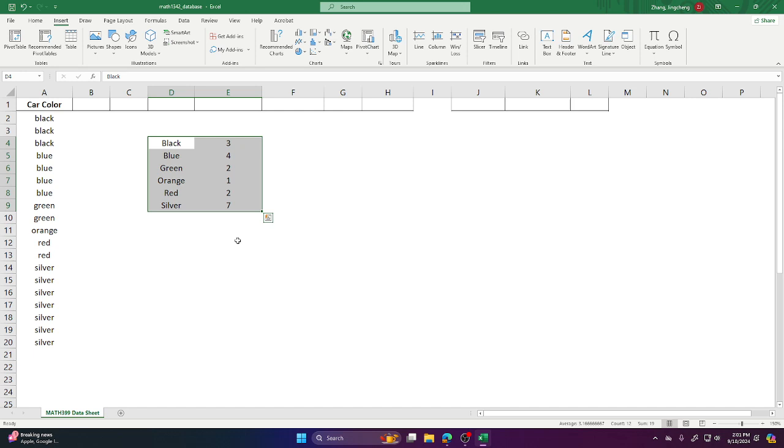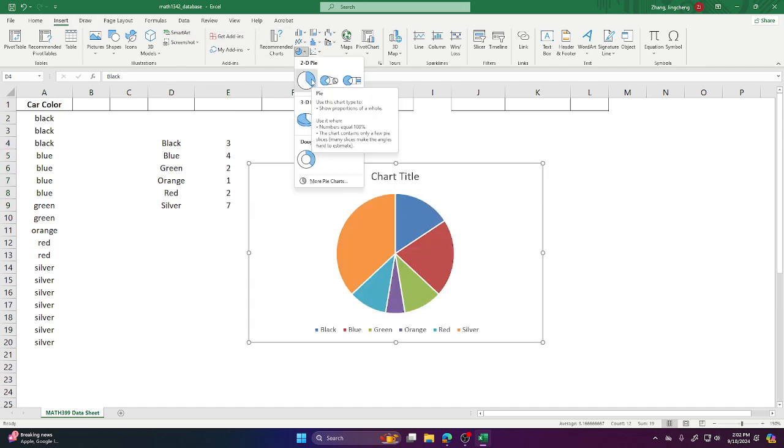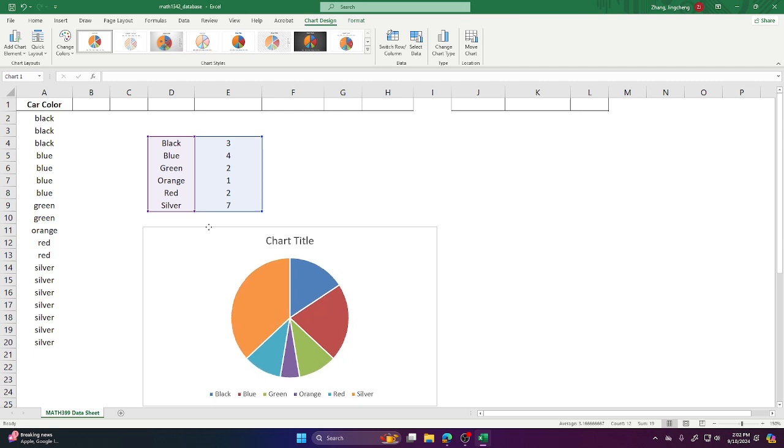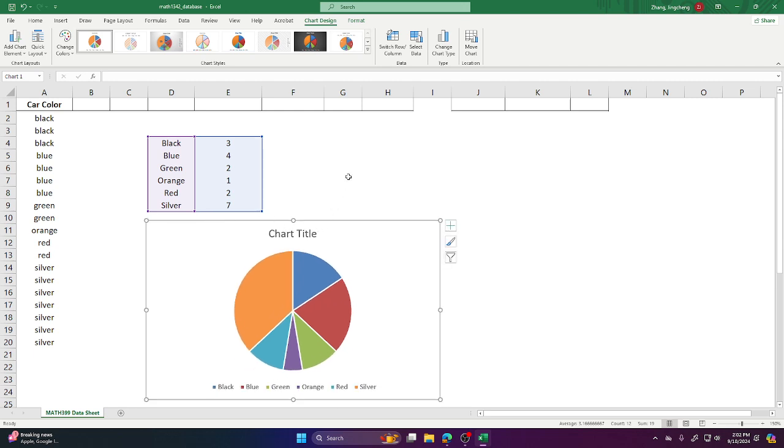We're going to have to fix these colors here in a second because they're all screwy. But yeah, still highlight them. And then insert pie chart, 2D. Bloop. Okay. Now you can move it around. I'm just going to put it right there, that's fine.